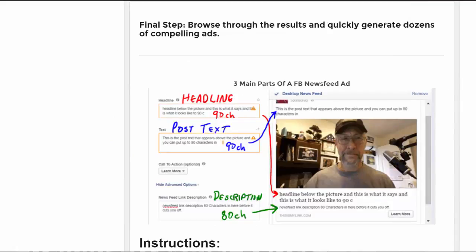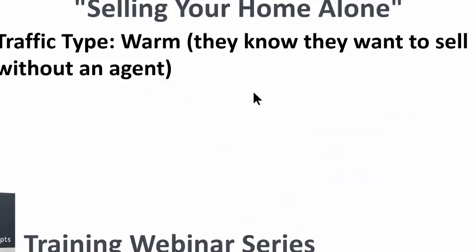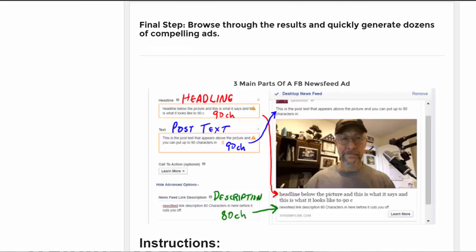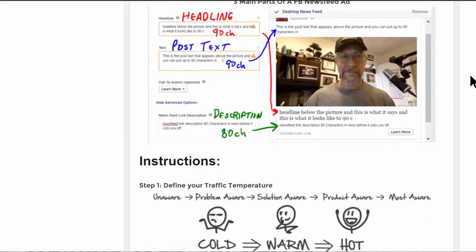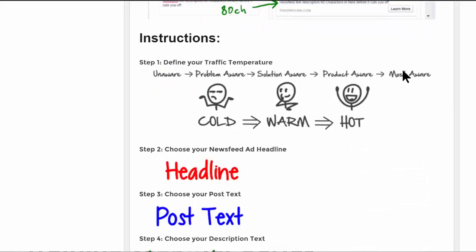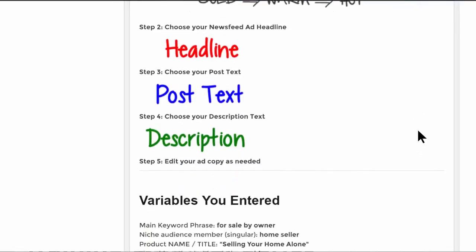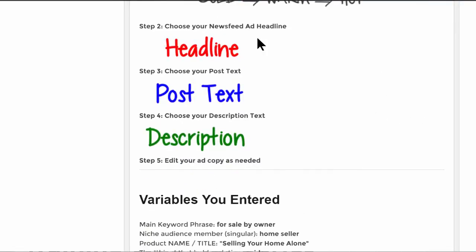So now remember, in the example, we said that this is warm. We're going to be targeting for sale by owners, which means they know they want to sell without an agent, but they're not aware of our solution yet. So we want to write some warm ads. So again, we've got the reminder of which part's going to go which when you're over in Facebook. And then the instructions will be here every time. So define your traffic temperature. In this case, it's going to be warm. Then what we're going to do is we're actually going to make our ads. So we choose a headline, we choose a post text, and we choose a description.